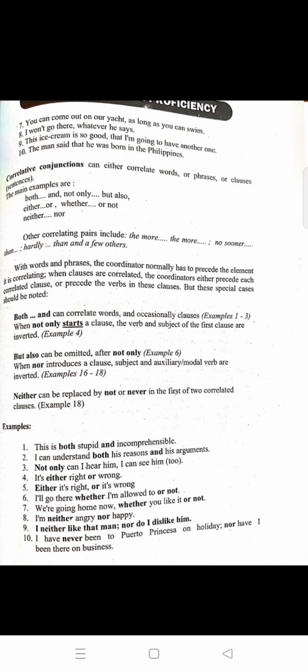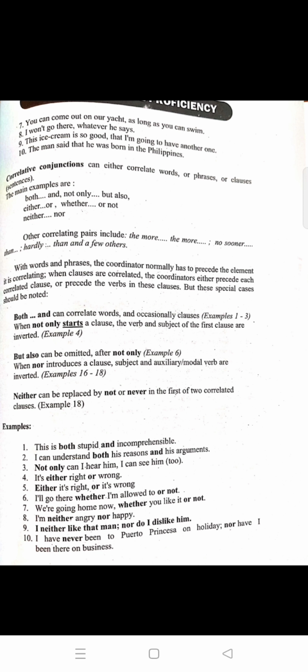So, example here, we have this is both stupid and incomprehensible. I can understand both his reasons and his arguments. Not only can I hear him, I see him too. It's either right or wrong. So, when you try to observe these examples, they are actually correlating ideas. This is both stupid and incomprehensible. It's either right or wrong. So, right and wrong are related to each other.